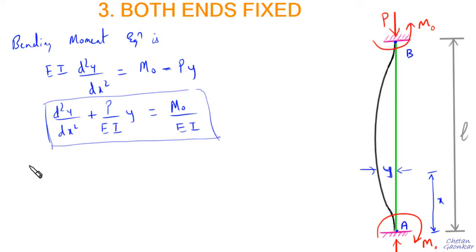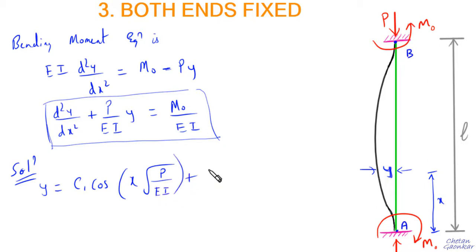And the solution to the above differential equation will be y equal to c1 cos of x multiplied by root of P divided by EI, which remains the same as last time, plus c2 sine term, which is again the same, root of P divided by EI. But now, since we have this M naught term, I will have to add M naught divided by P. So now this becomes the general solution of this differential equation.